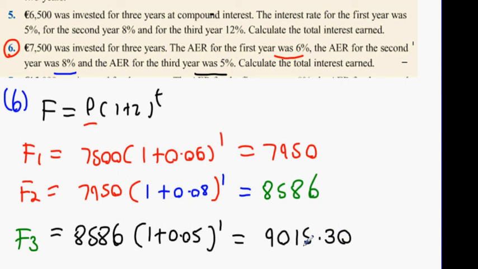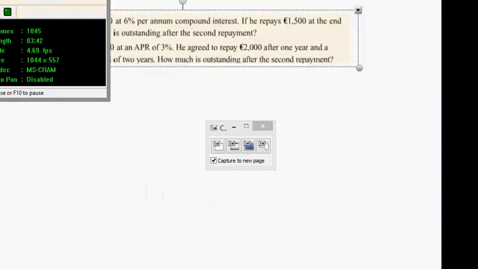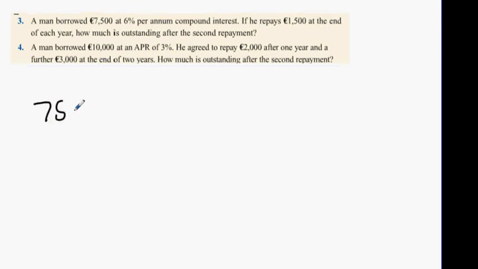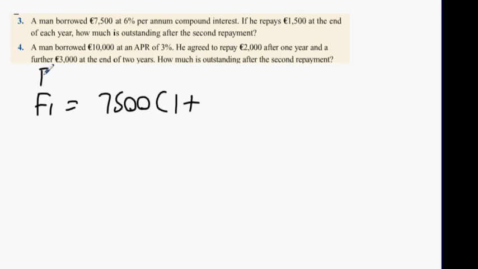Okay. So in question 3 here, a man borrowed 7,500. He repays 1,500 at the end of each year. How much is outstanding after the second repayment? So here's what happens. Your F1 is your 7,500, and you multiply that by 1 plus, anybody tell me? 0.06. And you do it for 1 year.